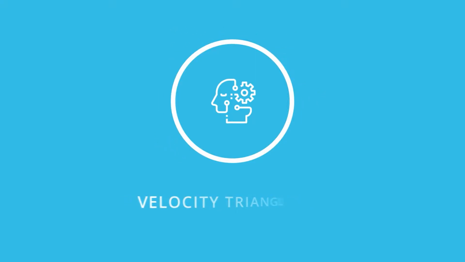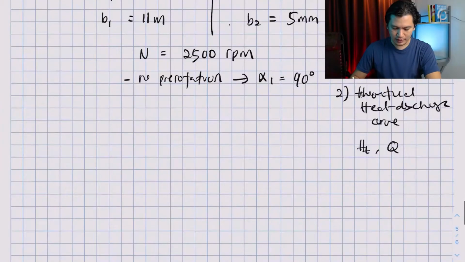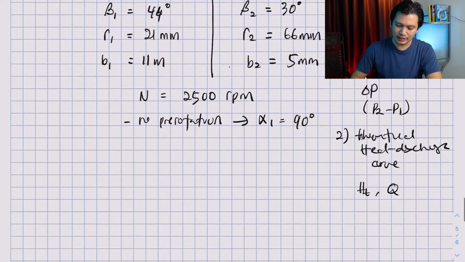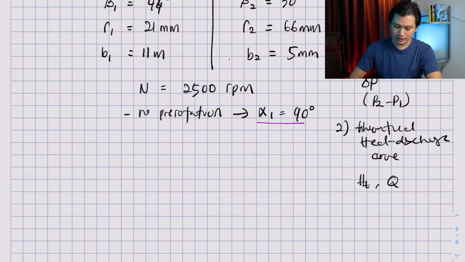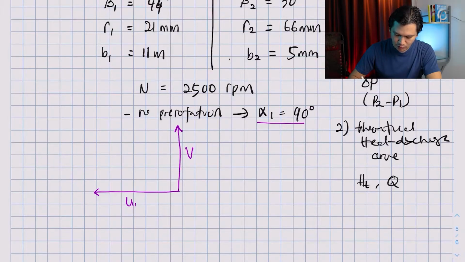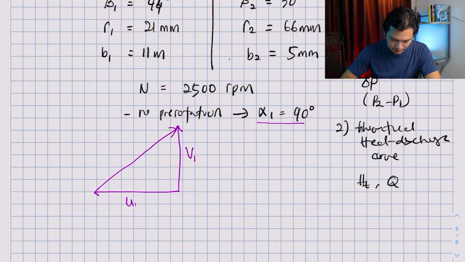For the velocity triangle, I'm going to use purple. Let's figure out how the velocity triangle looks like at inlet. One condition at inlet that is very significant in the construction of the velocity triangle is that alpha 1 is 90 degrees. There are 3 components in the velocity triangle. First is the blade velocity, that is U1. The second component is the absolute velocity, capital V1. And the final component is the relative velocity, small v1.